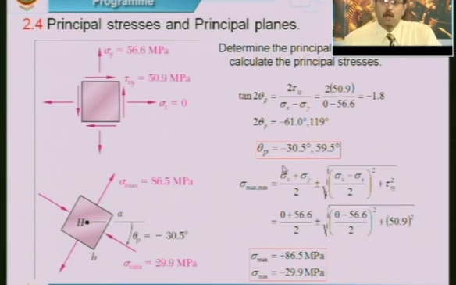To find out the normal stress acting on this plane, we have this equation, sigma max, sigma minimum equals this equation. Substituting these values, sigma x equals 0, sigma y is 56.6, positive, and tau xy is 50.9, also positive. Substituting that, we get the sigma max value and the sigma minimum value. Sigma max is 86.5 megapascal and sigma minimum is minus 29.9 megapascal.